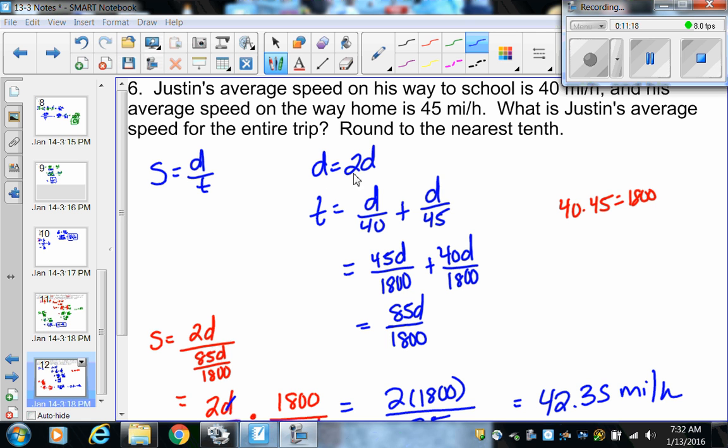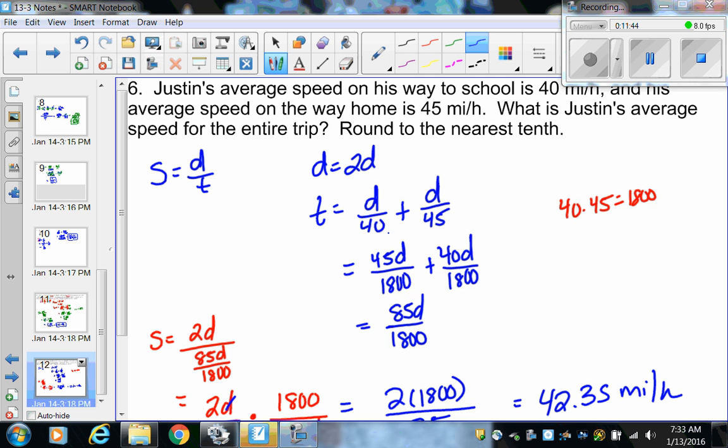So your total distance is just twice whatever the length of the route is. Your time would be the distance of the first on the way to school divided by the speed that it took to go to school, which was 40 miles per hour, plus the return trip home over the speed on the return trip home, which was 45 miles per hour. Then off to the side, I multiplied 40 times 45 and got 1800, so that was my common denominator.